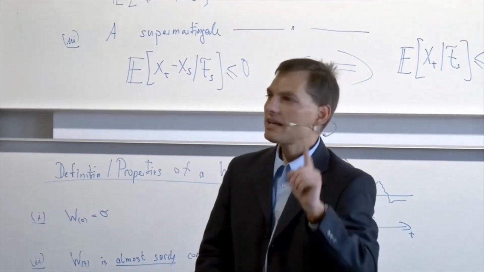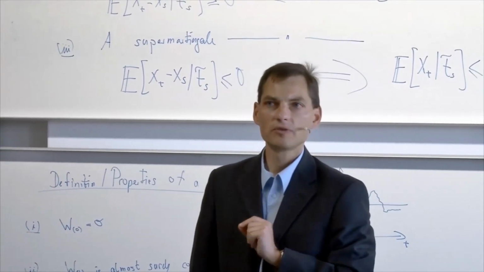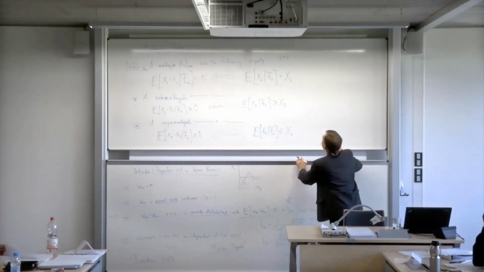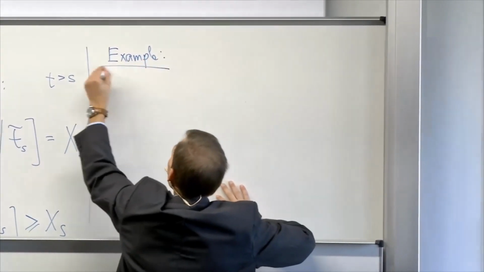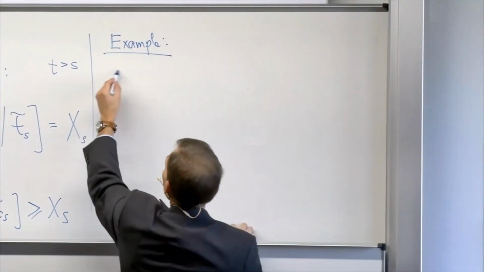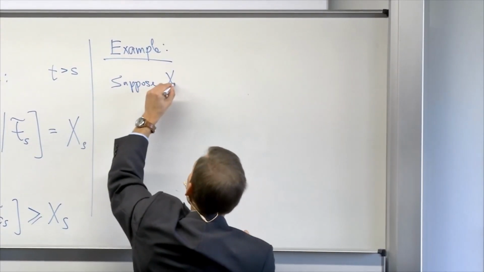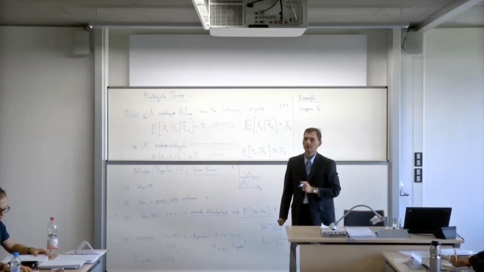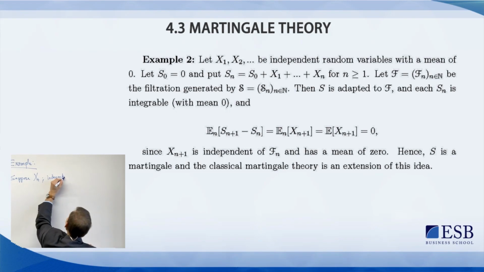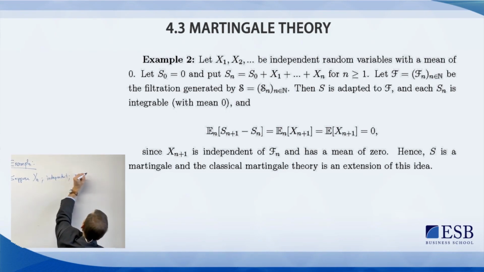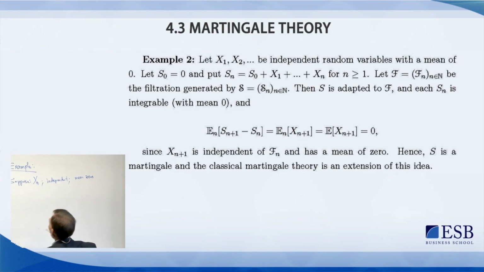So now, before we go into the break, let me give one last example of this martingale issue before we continue. Example. So suppose Xt is a stochastic process. It is independent over time, and the mean, the expectation, is 0.